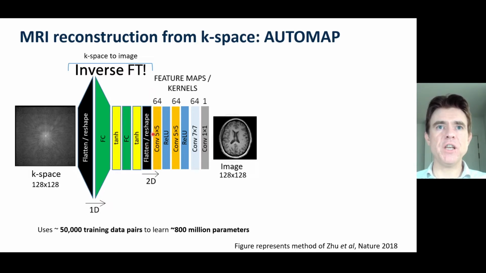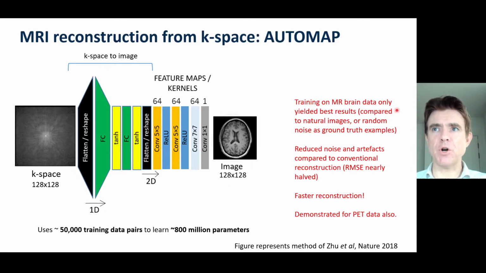So that at this point here, they reshape their tall column vector into a 2D array and then follow it by a convolutional neural network in order to do some nonlinear processing on that data and represent it in a high quality output form. And they used 50,000 training data pairs in order to learn a colossal 800 million parameters for that very large network, just for 2D reconstruction.